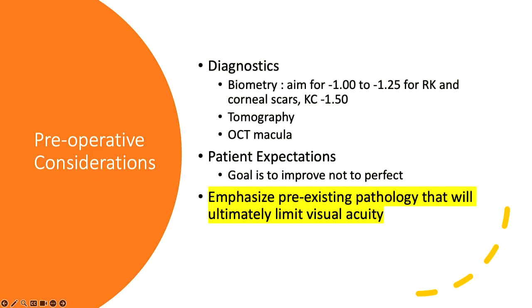Diagnostics: when we get biometry, I aim for about a -1 to -1.25 for post-RK patients. This is with a small aperture lens and also for corneal scars. For keratoconus, I do a little bit more myopia in the -1.50 to -2 range. I always get tomography and again the OCT of the macula. I really want to temper patient expectations and emphasize that the pre-existing pathology will ultimately limit their visual acuity, and the goal is to improve but not perfect.